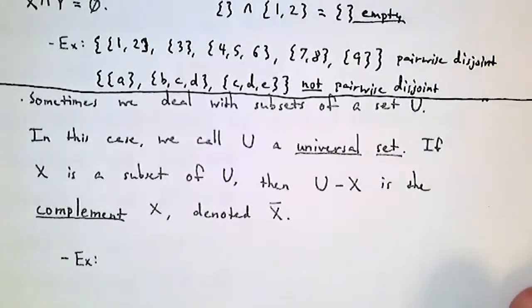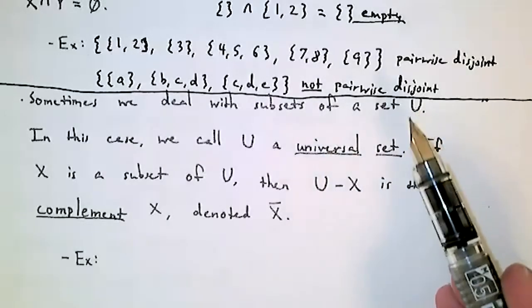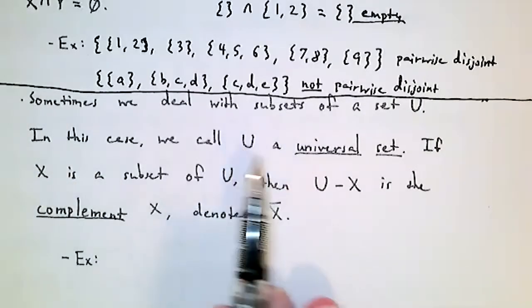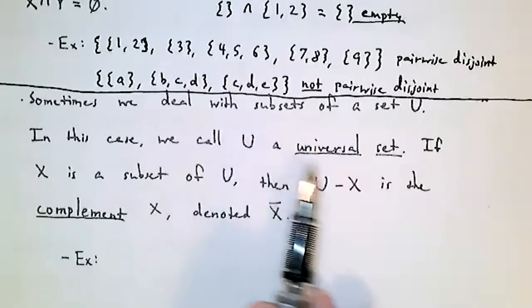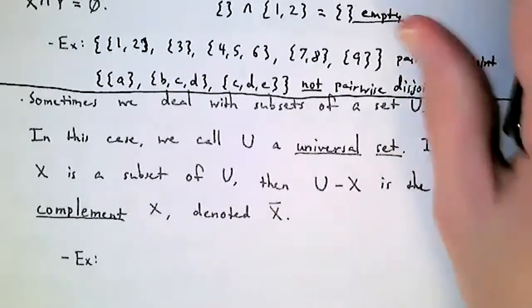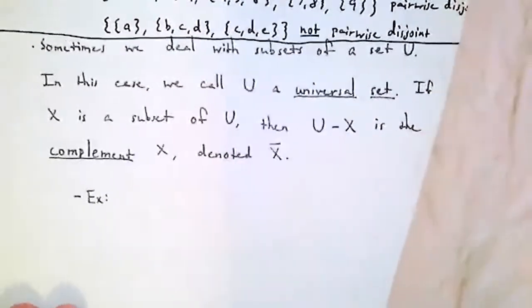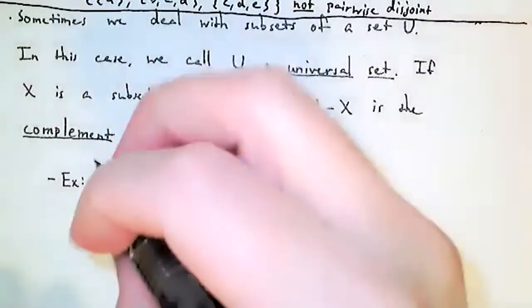So sometimes we're only going to be dealing with subsets of a certain bigger set, and I'm going to call it U. And the reason I'm calling it U is that we call this big set a universal set. So U for universe. Before I continue on talking about the next part of that paragraph, let me give a good example.